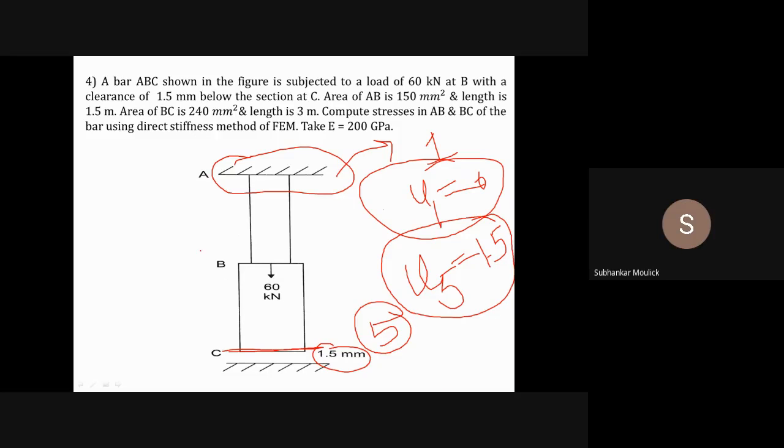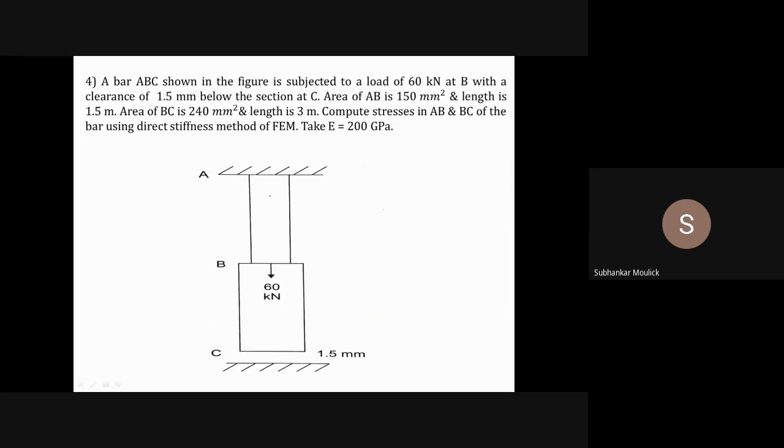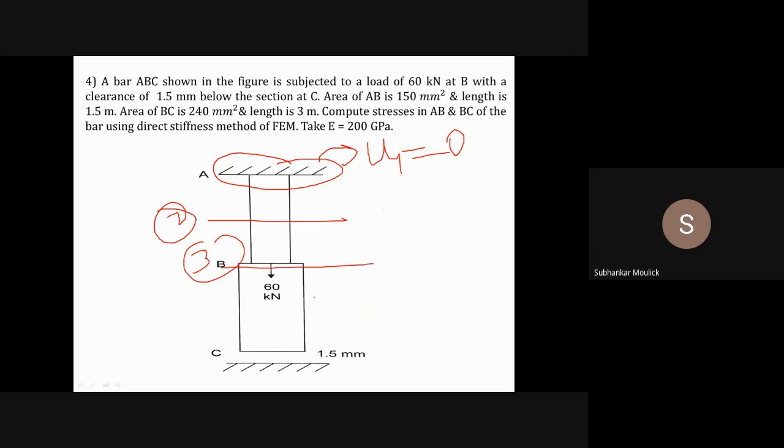Yes, sir. Other people, please respond whether it is clear or not. Sir, please repeat once again. Okay, I know that this node 1 is fixed. If node 1 is fixed, that means this node 1 cannot displace anywhere. That means displacement of node 1 is 0, that means U1 is 0. This is node 1, this is my node 2, this is my node 3, then this is my node 4, and this one is my node 5.